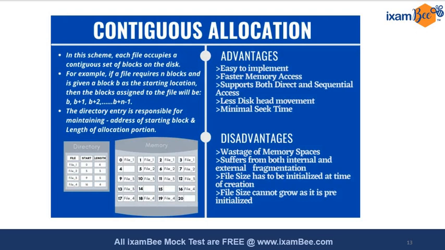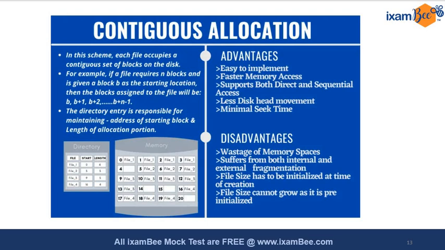Here less disk movement is required. If you are aware of the memory movement, there are head movements. Whenever you want to access something, there is a head movement. If everything is continuous, there will be less disk head movement, and minimal seek time. So these are very good advantages of the contiguous allocation, but at the same time it comes with disadvantages.